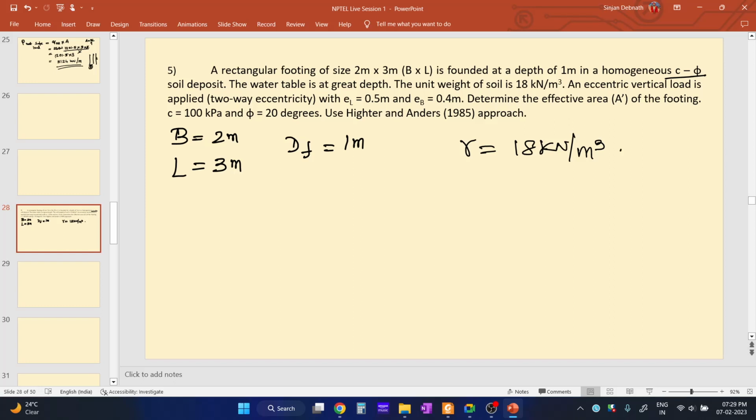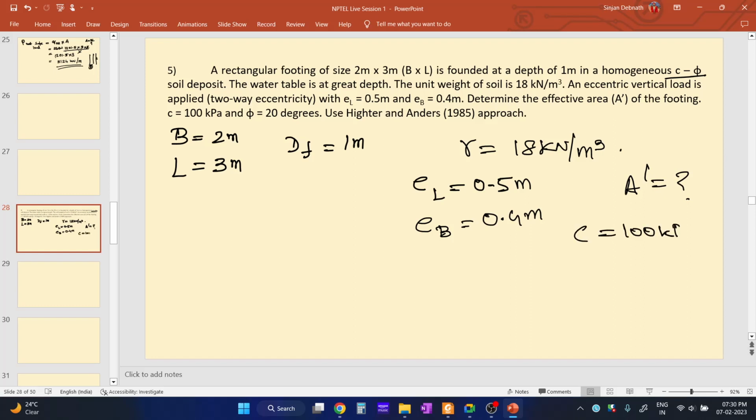An eccentric vertical load is applied. The eccentricity along length is 0.5 meter and the eccentricity along breadth is 0.4 meter. We need to determine the effective area of the footing. C is equal to 100 kPa, phi is equal to 20 degrees. We need to use Highter and Anders method.